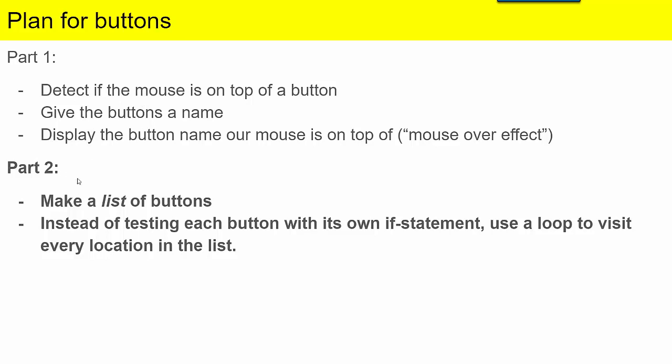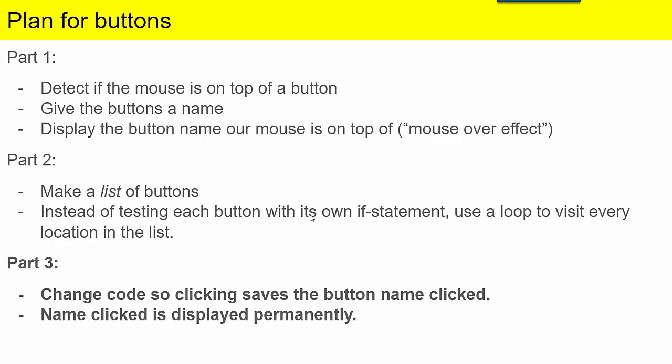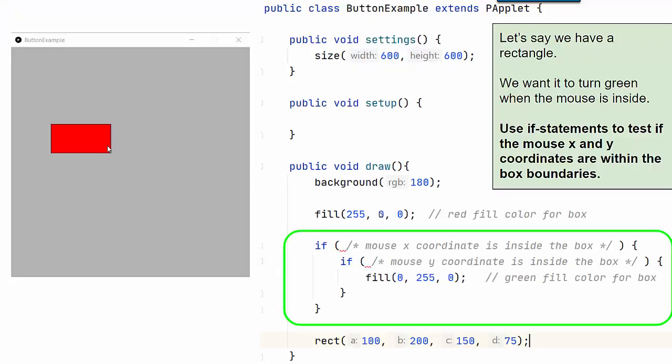Then the next video, we review array lists, like how do they work, and then how can we have all of our buttons be stored into a list so that the code isn't so long. And then in part 3, we'll make the last very small change so that it'll respond to mouse clicks rather than just mouse hovering.